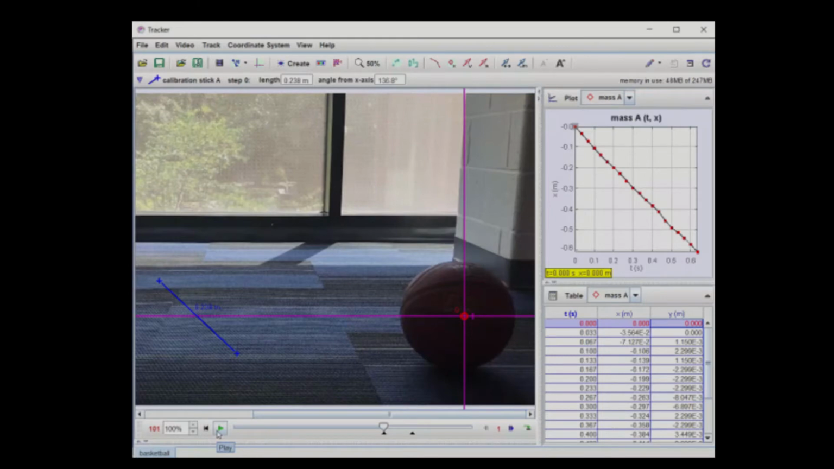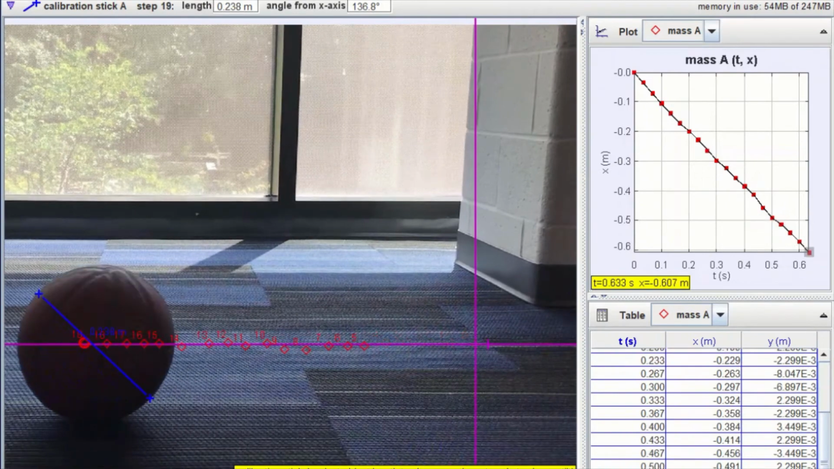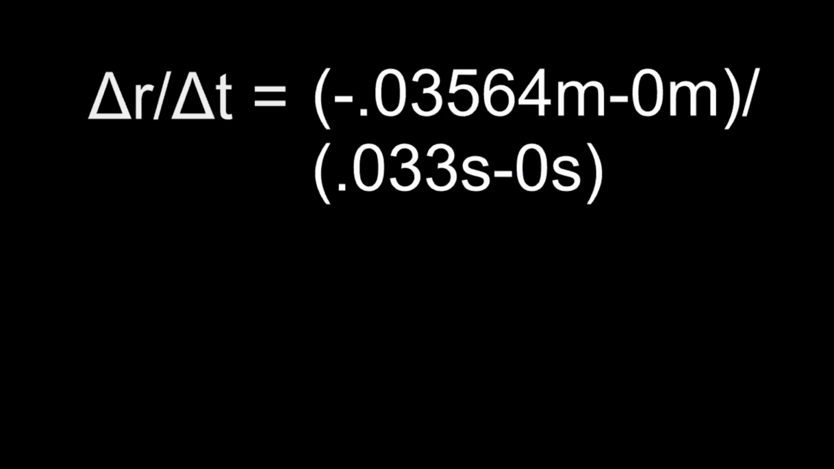Then I put the recording into Tracker and calibrated by using the width of the basketball, which is 0.238 meters. I then went frame by frame, selecting the center of mass of the ball so that Tracker could find the position time data. From there, by using the first two sets of data points from Tracker, I found the initial velocity to be negative 1.08 meters per second.